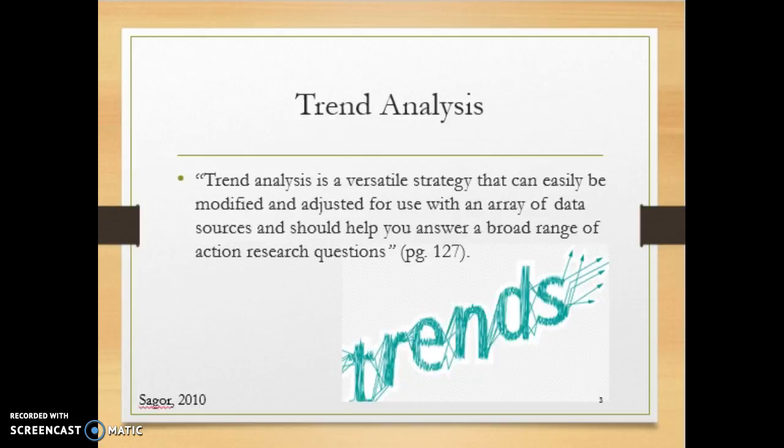Slide 3 displays Sager's quote about trend analysis from page 127. Trend analysis is a versatile strategy that can easily be modified and adjusted for use with an array of data sources and should help you answer a broad range of action research questions. This is a good thing since we all have a broad range of action research questions within this specific course. So when thinking about trend analysis, what is the goal as an action researcher?